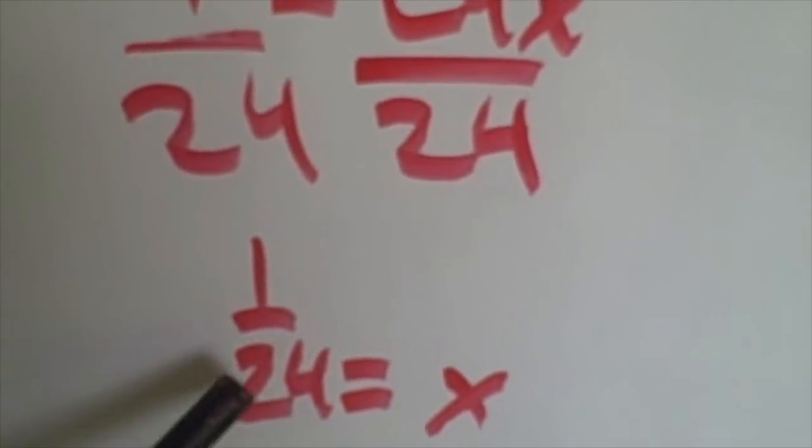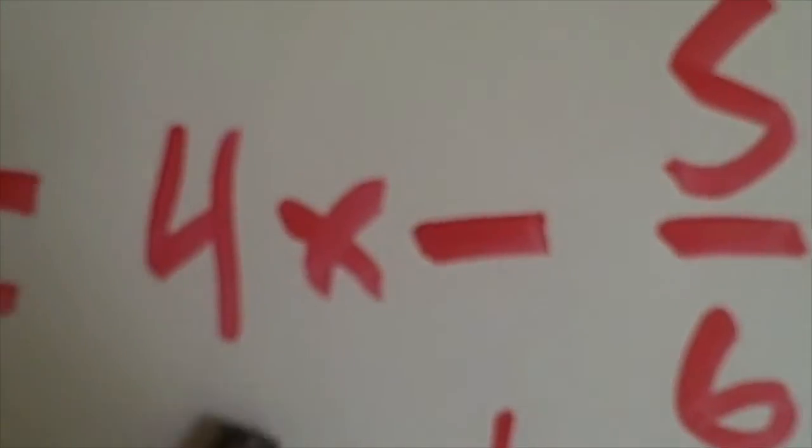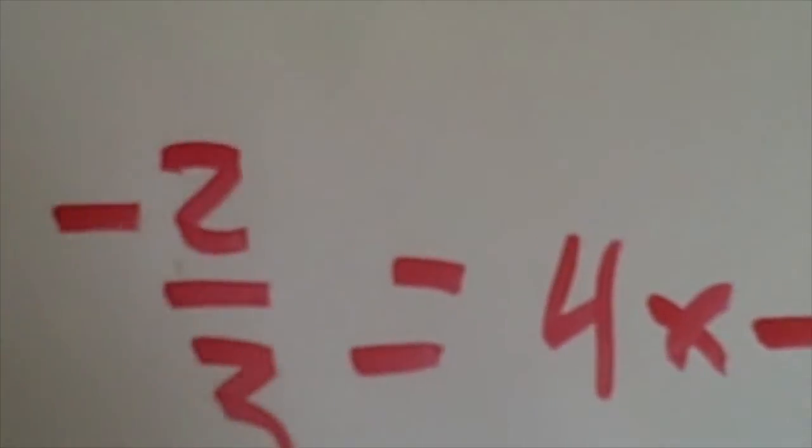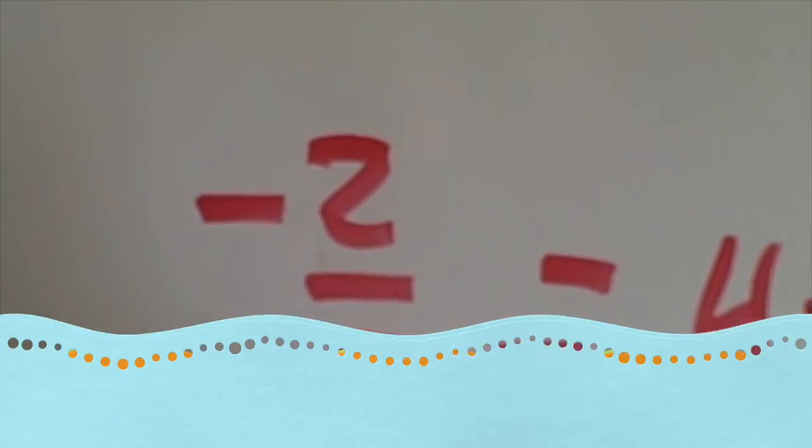You plug in 1/24 for x, and 4 times 1/24 becomes 1/6. And then 1/6 minus 5/6 is equal to negative 4/6, which simplifies to negative 2/3.